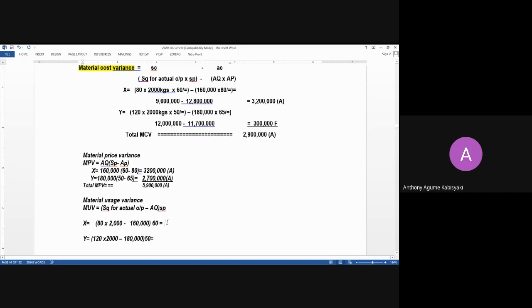So here there is no variance. I'm getting X as 0. That means there is no variance. Then here, 120 times 2,000 gives you 240,000, and then here you have 180. So you had planned to use 240, but you used only 180,000. That means you used less. The consumption was less. That is favorable. So here it is 3 million, and it is favorable.